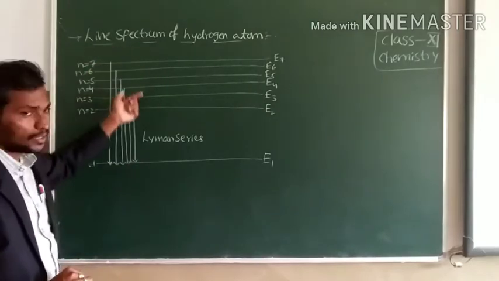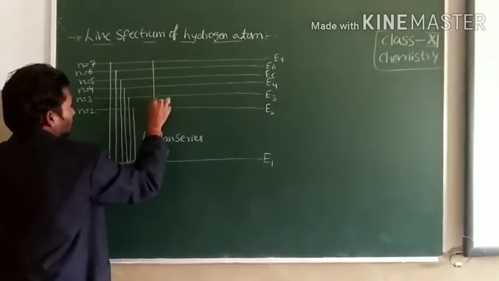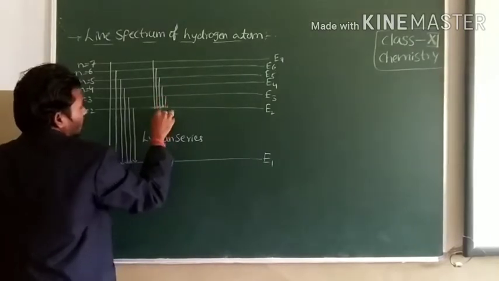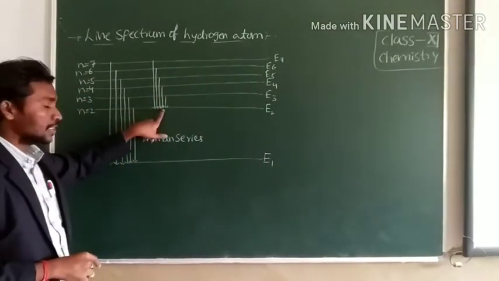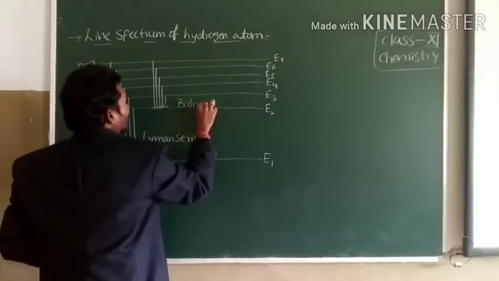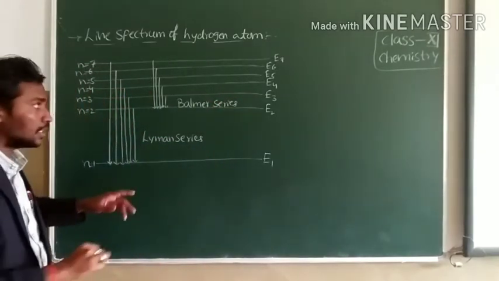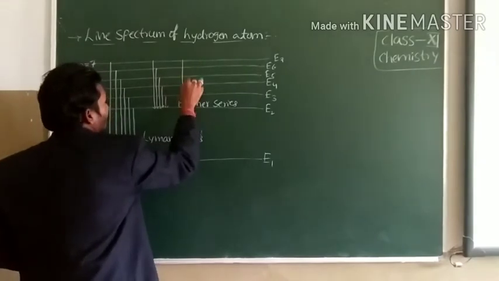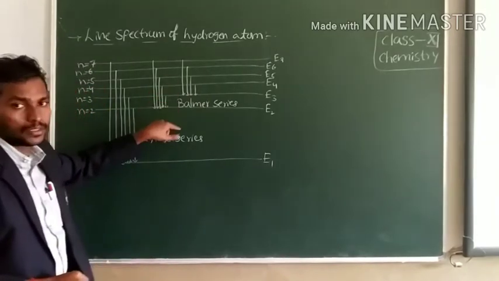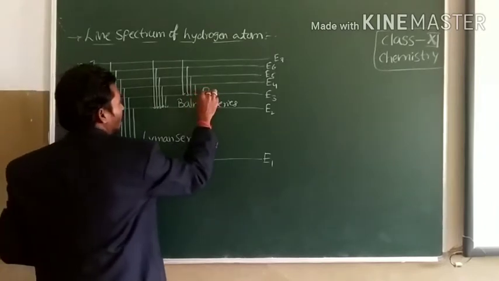Similarly, when we observe spectral lines in the second energy level, that is n equals 2, this series is known as the Balmer series. Similarly, Paschen series means we observe spectral lines in the third energy level. It's called the Paschen series.